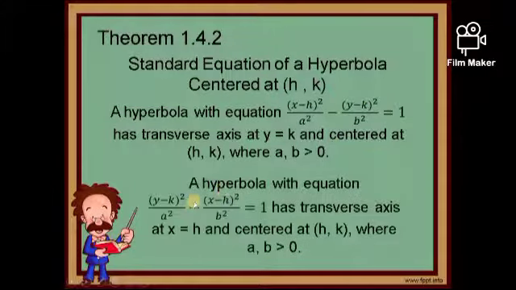Next, pag naman ganito yung ating hyperbola, quantity y minus k squared, yung y naman yung positive, over a squared, minus quantity x minus h squared over b squared equals 1. Yung transverse axis niya is, again, yung may minus. Change the sign lang to. So, we have x equals h, and centered at (h, k), where a and b are greater than 0. Medyo hindi tayo mahihirapan dito kasi ginagawa na natin to nung ellipse. Medyo familiar na tayo dun sa mga transverse axis. Yun nga lang, sa ellipse, meron tayong major and minor axis. Dito, transverse and conjugate axis.